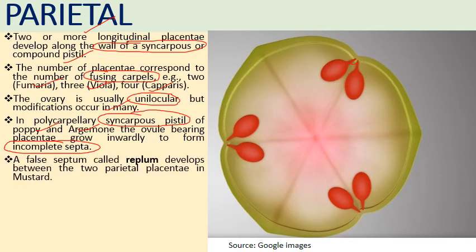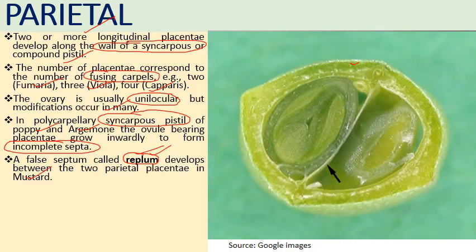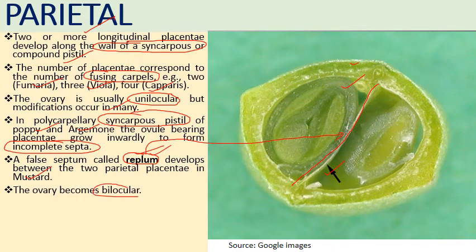A false septum, जिसे कहा जाता है replum, which is the unique feature of members of family Brassicaceae or Cruciferae, called replum, dwells between the two parietal placentae. दो parietal placentae के बीच में एक false septum बनता है जिसे replum कहा जाता है in the mustard. So this is the section of ovary which shows this compartment-like structure. It is known as replum और ये characteristic feature है family Brassicaceae का. जो दो parietal placentae हैं उनके बीच में एक compartment बनता है false septum, जिसे replum कहा जाता है. And it is the unique feature of family Brassicaceae. The ovary becomes bilocular. इसकी वजह से जो ovary है वो bilocular बन जाती है, means 2 chambered ovary बन जाती है.